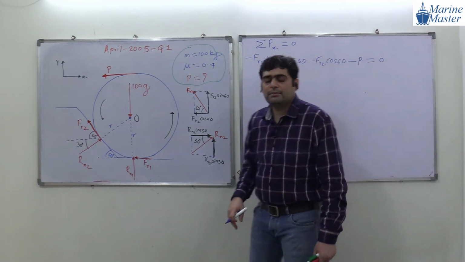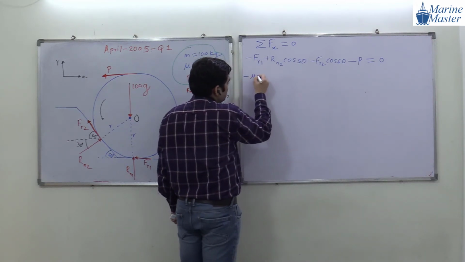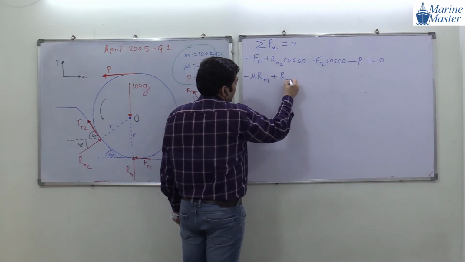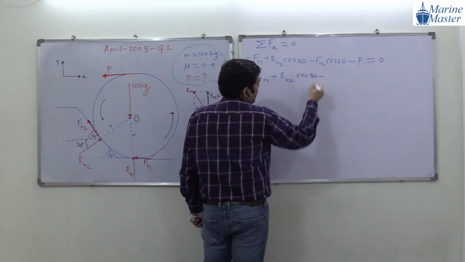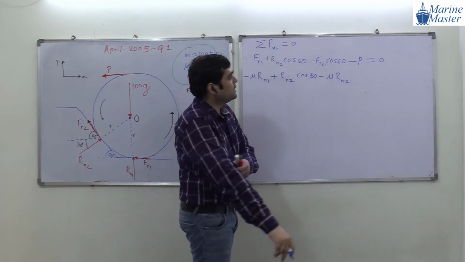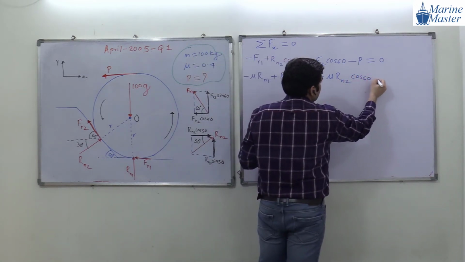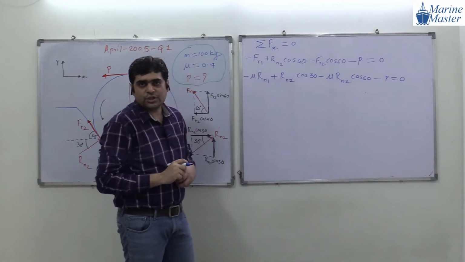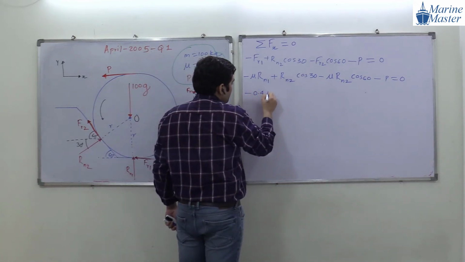What is the meaning of FR1? Minus FR1 means minus mu Rn1, plus Rn2 cos 30. Minus FR2 means mu Rn2, so minus mu Rn2 into cos 60, minus P equal to 0. What is the value of mu in the question? Mu is 0.4, so 0.4 Rn1.